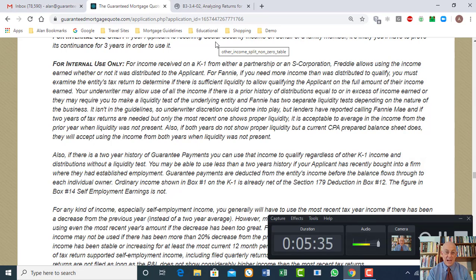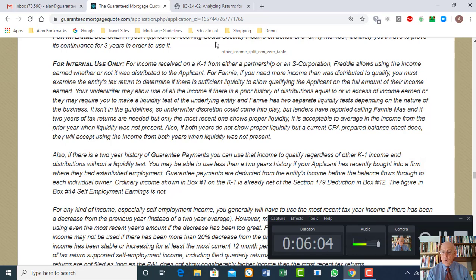It isn't in the guidelines, so underwriter discretion could come into play, but lenders have reported calling Fannie Mae, and if the 2 years of tax returns are needed, but only the most recent one shows proper liquidity, it is acceptable to average the income in from both years when liquidity wasn't present. And even if both years do not show the proper liquidity, but a current CPA prepared balance sheet does, they will accept using the income from both years when liquidity was not present.